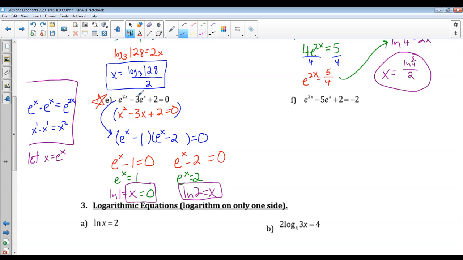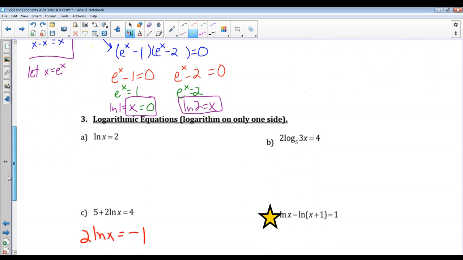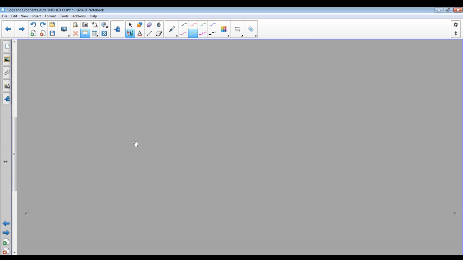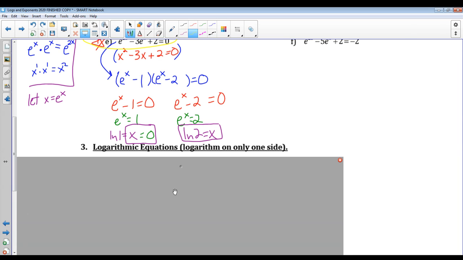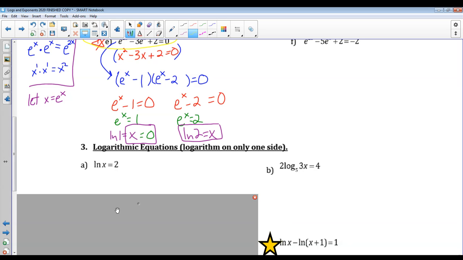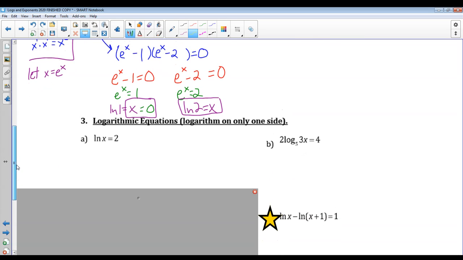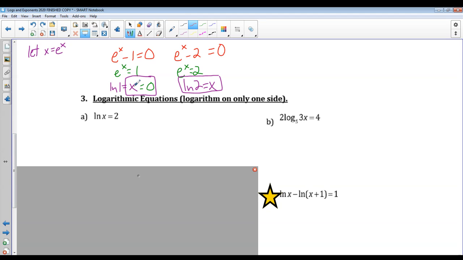All right. So if you felt this one's a little bit weird, we'll talk about that in class. We'll have plenty of time to practice those. All right, last one. When there's a log only on one side. This is very, very similar to the one we did above, where there's an exponent on one side. Here we just have a log on one side.